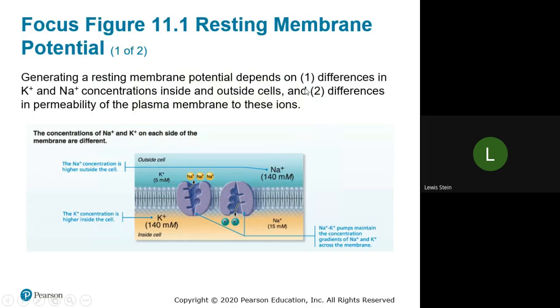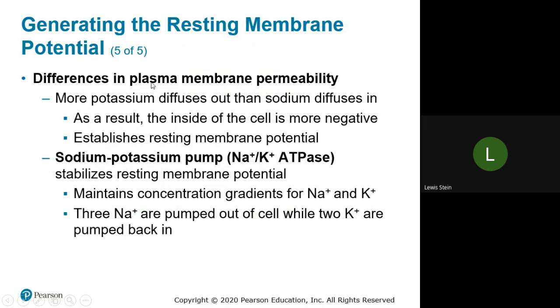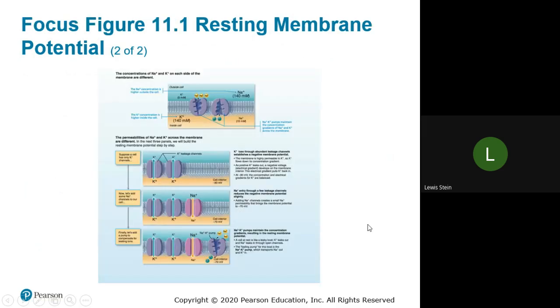Okay, so we're good, and it's review anyway. We see how it's generated, et cetera. All of those things: the permeability, slightly, 25 times more permeable with high potassium is so important, and chloride can move. You'll see the role that it plays down the road. And to maintain that, even after subtle changes, is the continuing role of the sodium potassium pumps that are there, restoring the conditions.